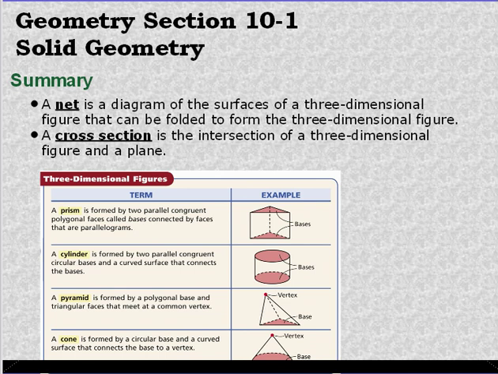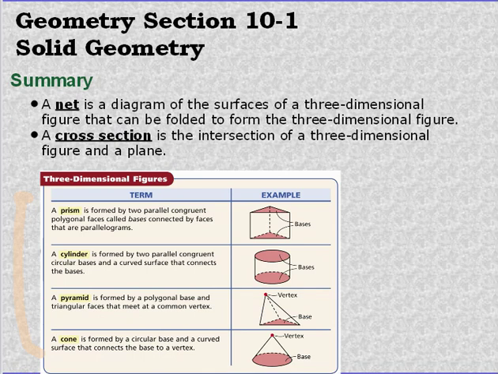And that wraps up. It's just some terminology, really. So a net is a diagram of surfaces of a three-dimensional figure that can be folded to form the three-dimensional figure. A cross section is the intersection of a 3D figure and a plane. And then these are our 4 3D figures that we're going to have to know about in this chapter.